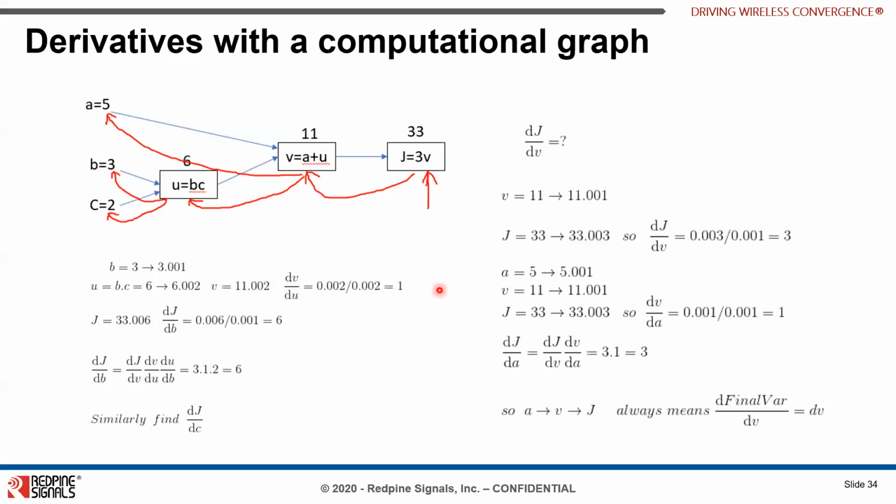Okay, so here the thing is, similarly, if you compute here, we need to find dj by dv. How do you compute dj by dv? If you see here, with b equal to 3, you increase it. It's like the chain rule in calculus. So if you change b from 3 to 3.001, what will happen? Suppose these are the initial values.